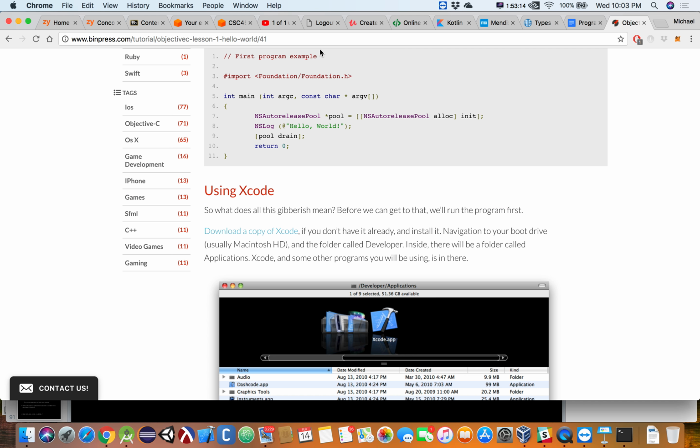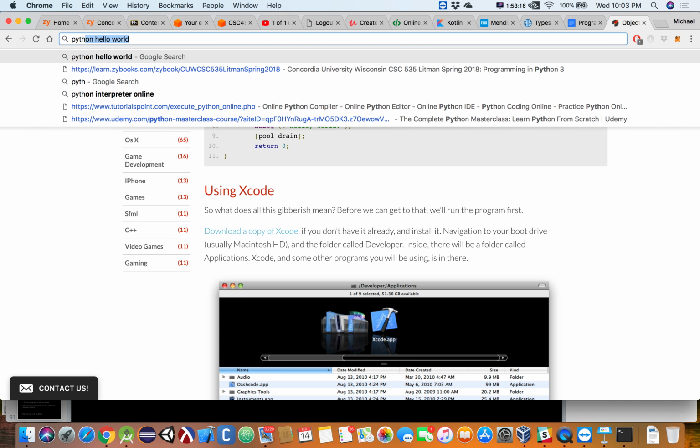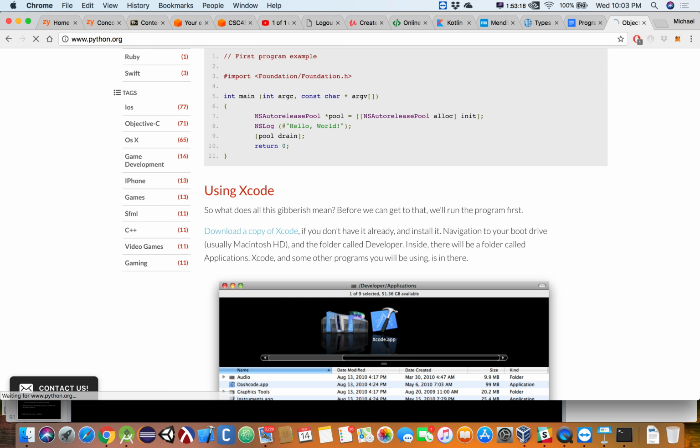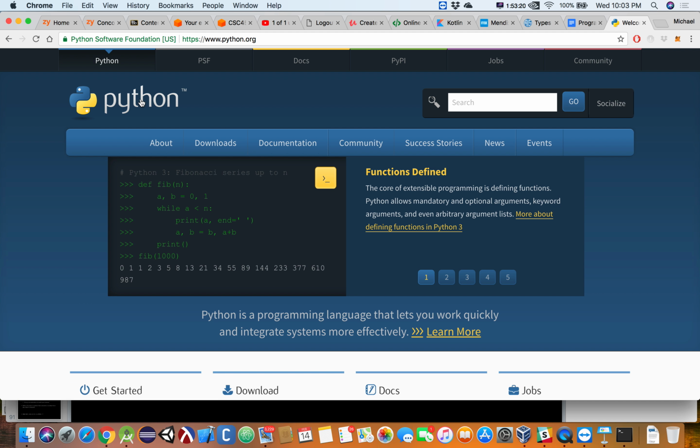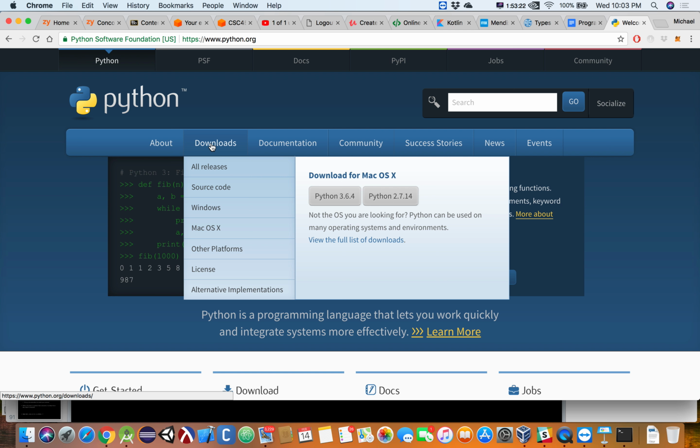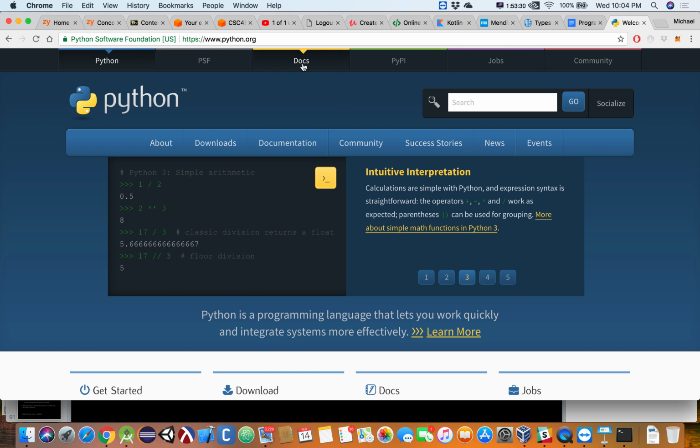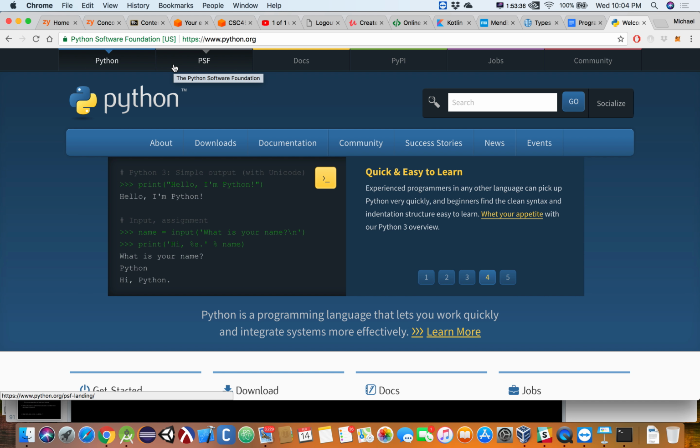If you go to python.org, you can download Python natively on your computer. It's actually already installed on Macs. So if you're a Mac user, you can use Python on there, or you can download it directly on your computer. Otherwise, you can use the built-in thing that's in your book. There's a Python interpreter in there.